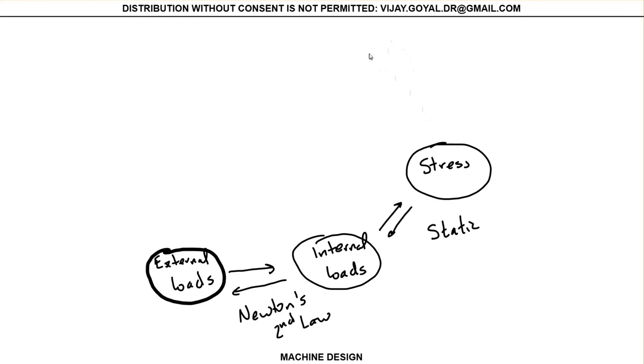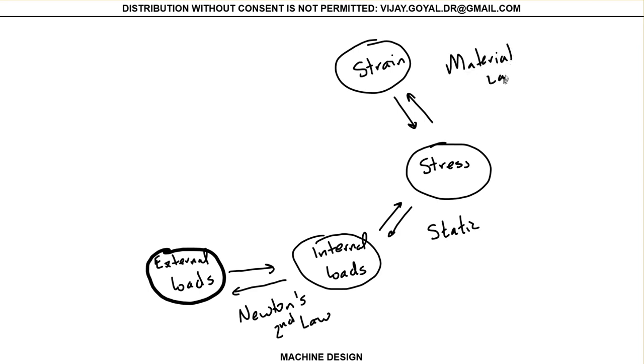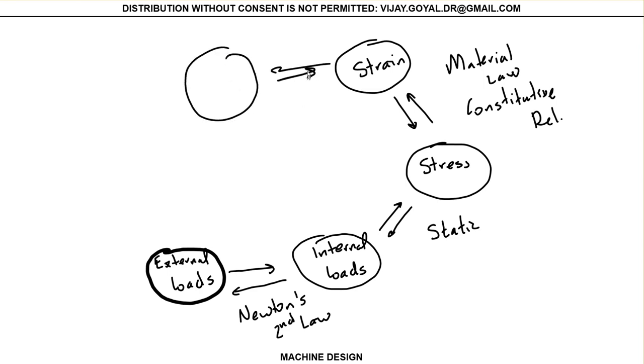Then, if we have our stresses, we can also find our strains in the problem, and we can also go both ways. This is what we call the material law, or the constitutive relationship. And from the strains, obviously you can go both ways, you can find your displacements.